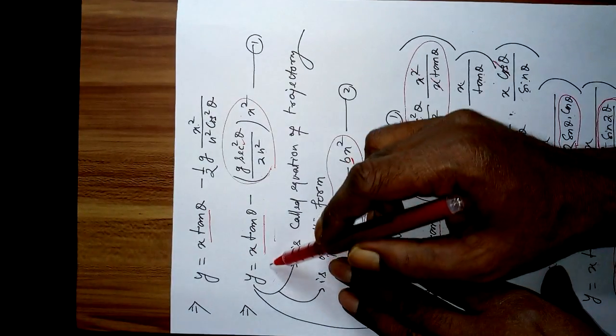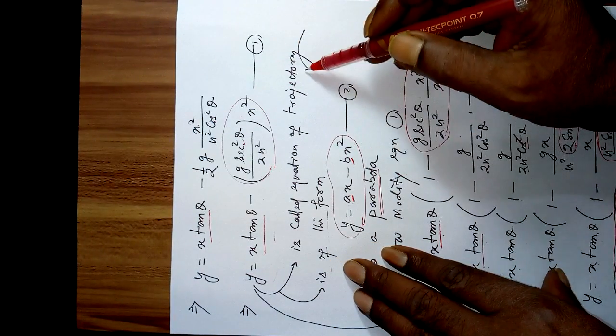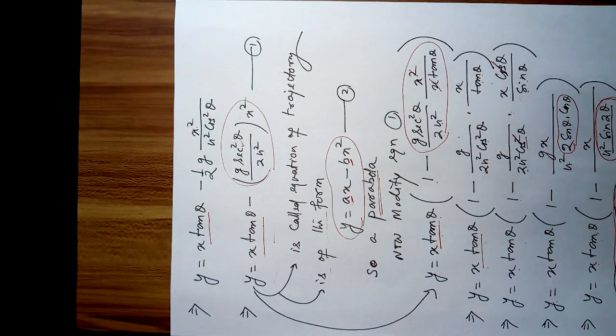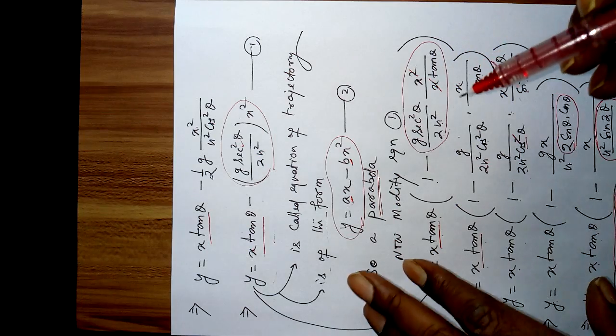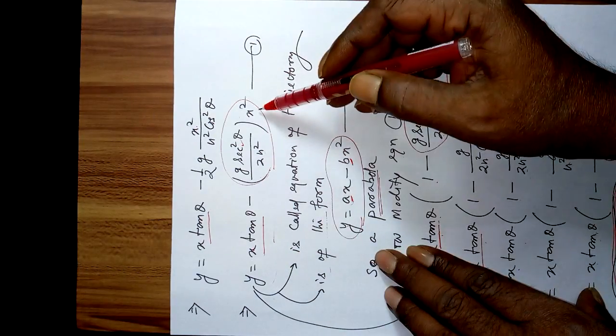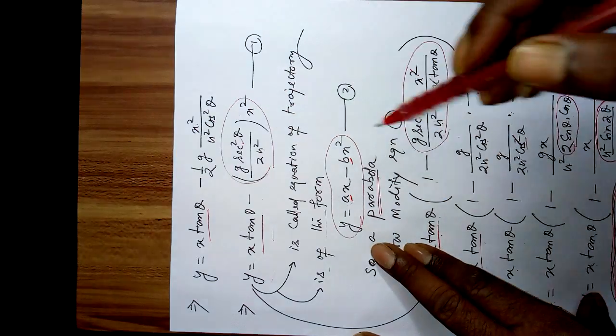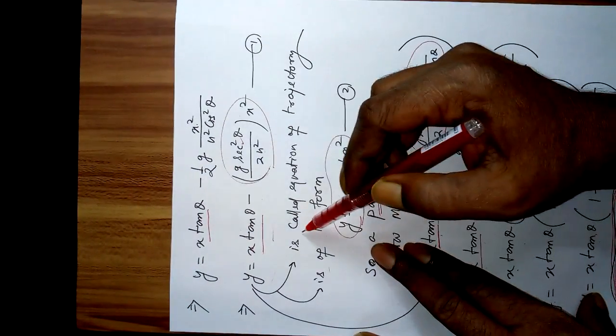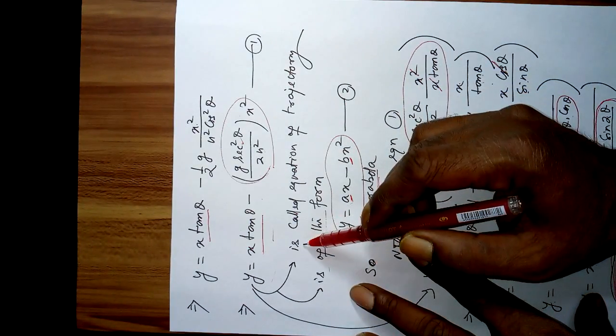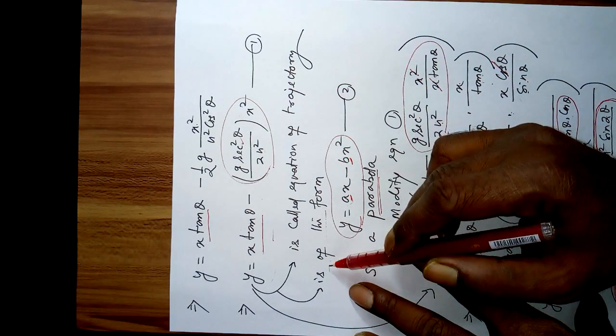Now equation 1 is called the equation of the trajectory, because I have considered any random point D on the path, and for that point D on the path, this is a relation between the two coordinates x and y, therefore it is called the equation. Means if you know this, you can construct a path. It's called the equation of the trajectory.